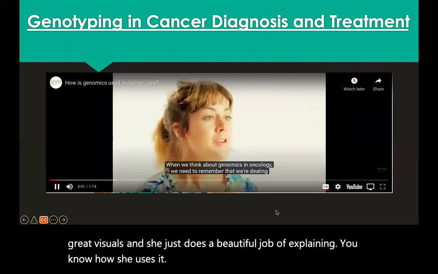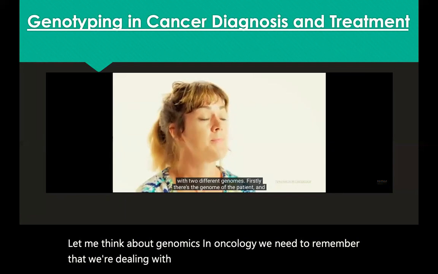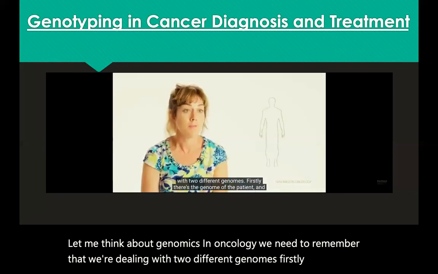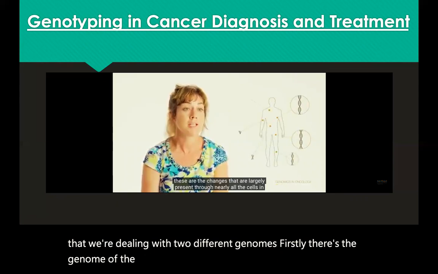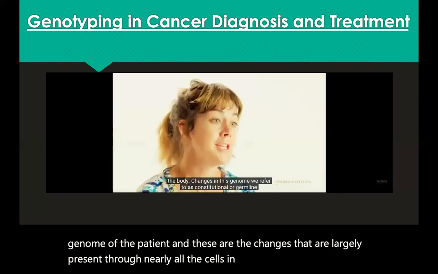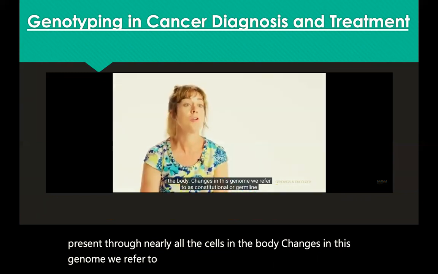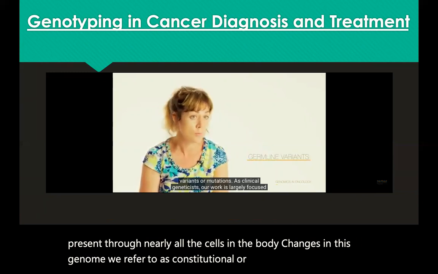When we think about genomics in oncology, we need to remember that we're dealing with two different genomes. Firstly, there's the genome of the patient, and these are the changes that are largely present through nearly all the cells in the body. Changes in this genome we refer to as constitutional or germline variants or mutations.